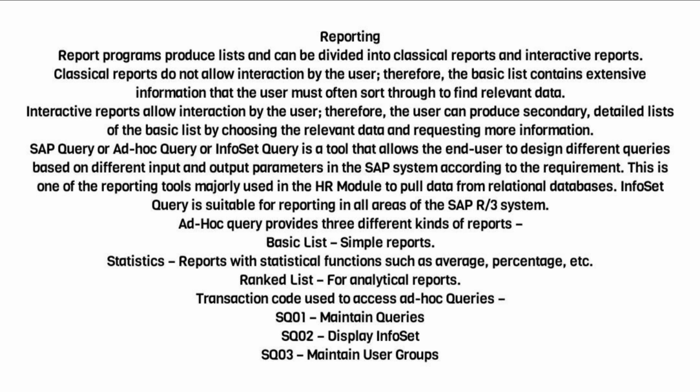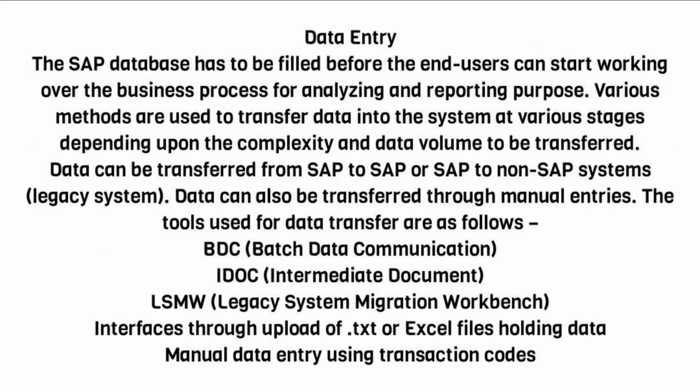Ad hoc Query provides 3 different kinds of reports. Basic List, simple reports. Statistics, reports with statistical functions such as average, percentage, etc. Ranked List for analytical reports. Transaction codes used to access ad hoc queries: SQ01 to maintain queries, SQ02 to display InfoSet, SQ03 to maintain user groups.